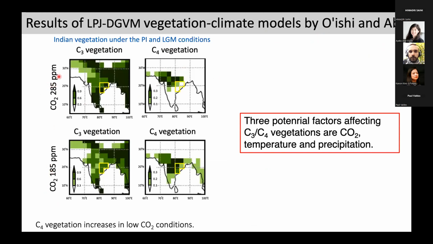This is the pre-industrial level, and this is LGM level. So the C3 vegetation coverage slightly decreased when CO2 dropped to the LGM level. On the other hand, the C4 vegetation substantially increased when CO2 dropped. So C4 vegetation increased in low CO2 condition. But there are potential factors affecting C3, C4 vegetation, temperature and precipitation and the CO2.